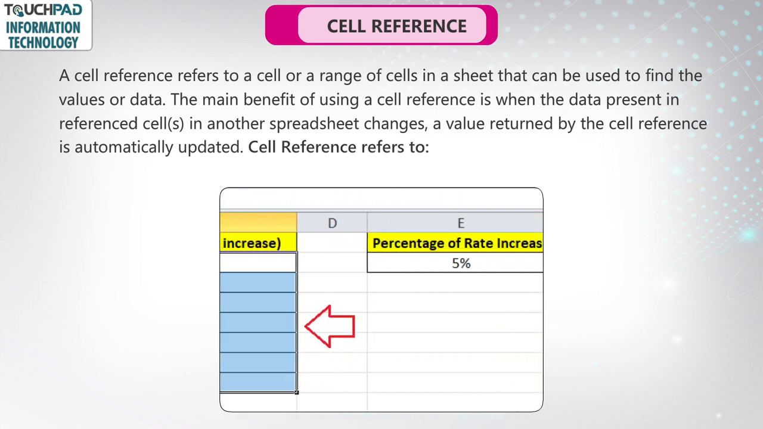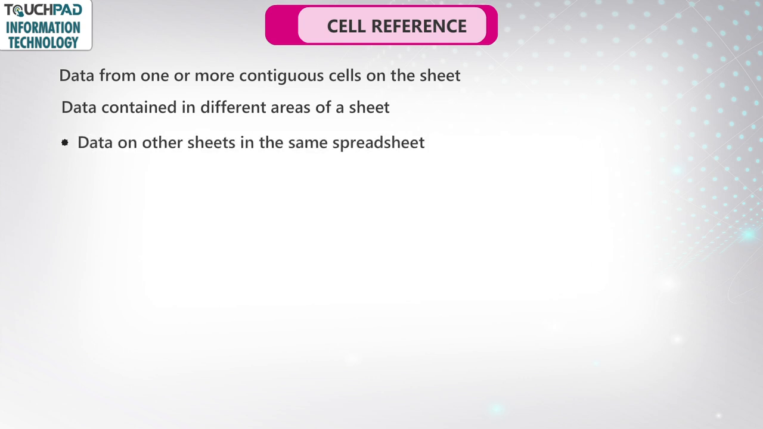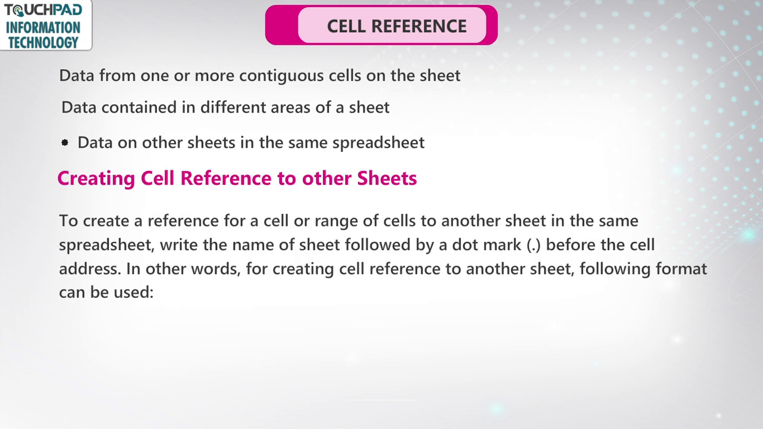Cell reference refers to data from one or more contiguous cells on the sheet, data contained in different areas of a sheet, or data on other sheets in the same spreadsheet. Creating cell reference to other sheets. To create a reference for a cell or range of cells to another sheet in the same spreadsheet, write the name of the sheet followed by a dot before the cell address. In other words, for creating a cell reference to another sheet, the following format can be used.